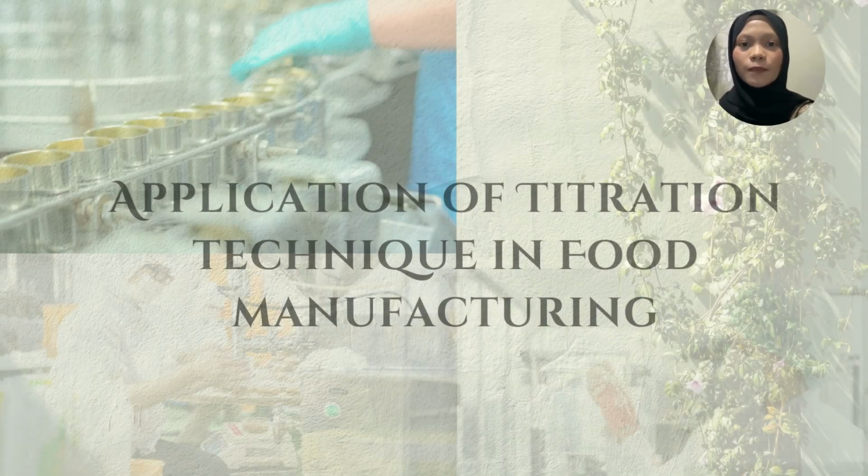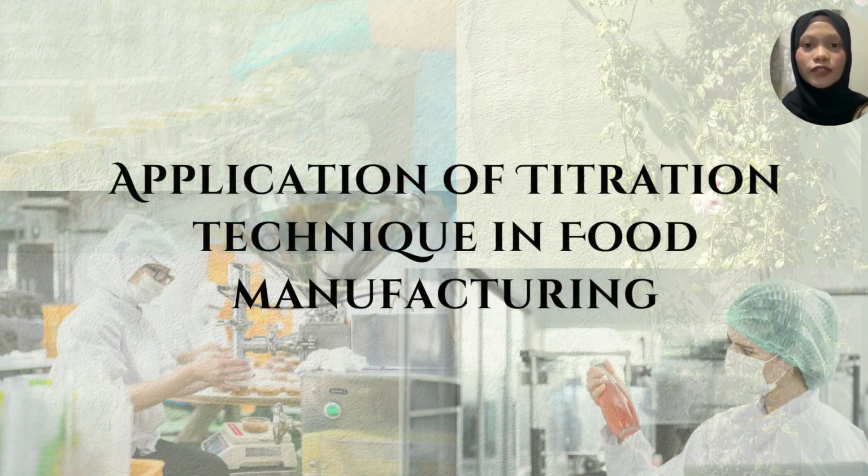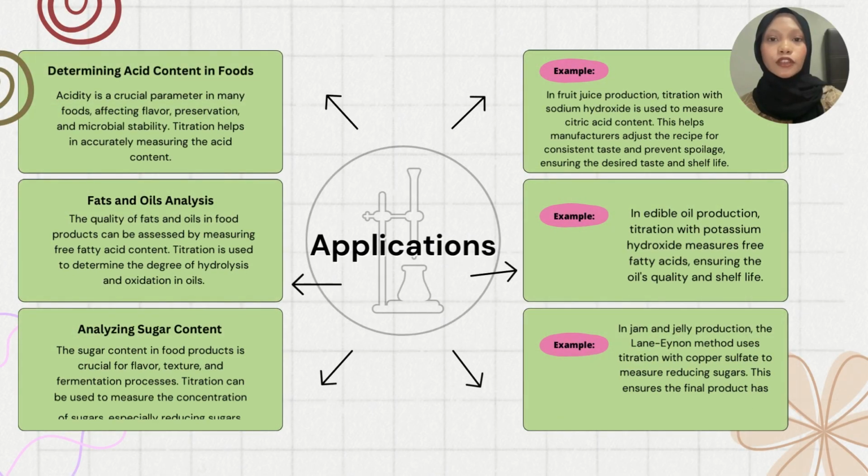Next, I'll be talking about the application of titration technique in food manufacturing. My first point is that it can be used to determine acid content in food. Acidity is a crucial parameter in many foods, affecting flavor, preservation, and microbial stability. Titration helps in accurately measuring the acid content. For example, in fruit juice production, titration with sodium hydroxide is used to measure citric acid content. This helps manufacturers adjust the recipe for consistent taste and prevent spoilage, ensuring the desired taste and shelf life.